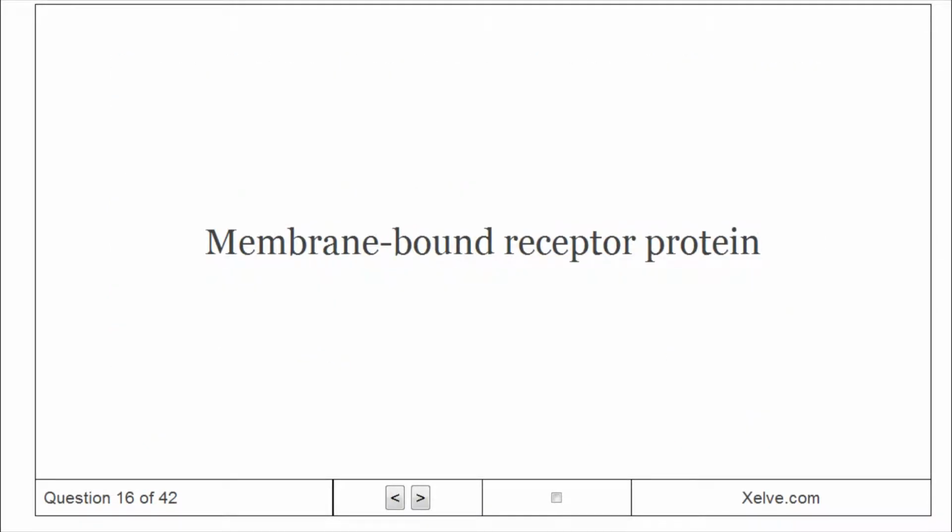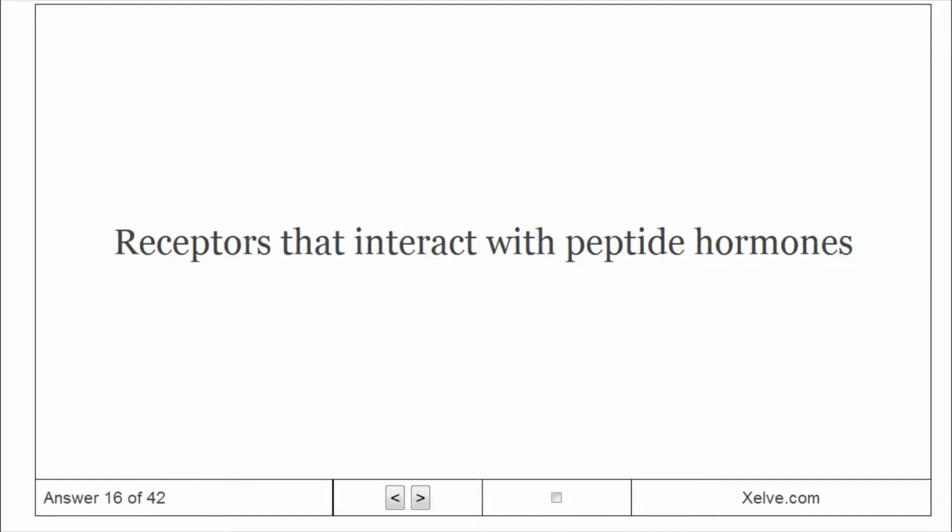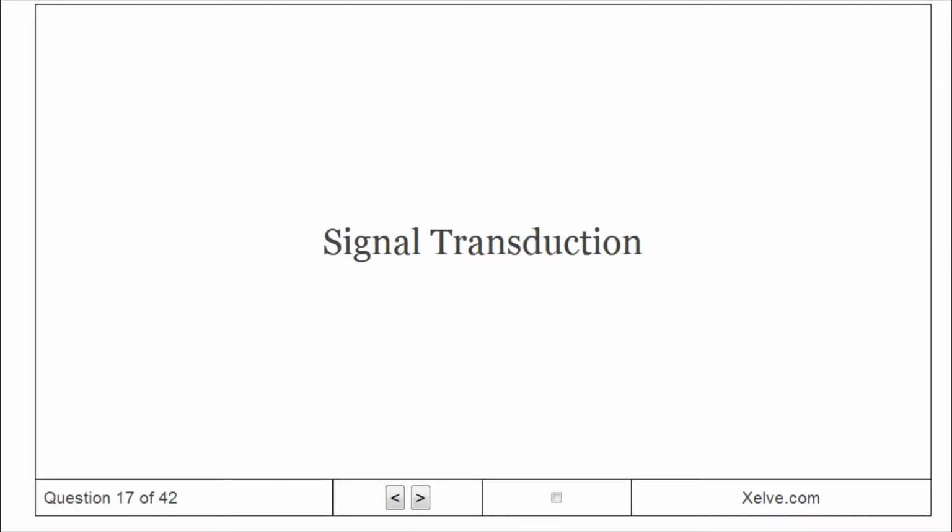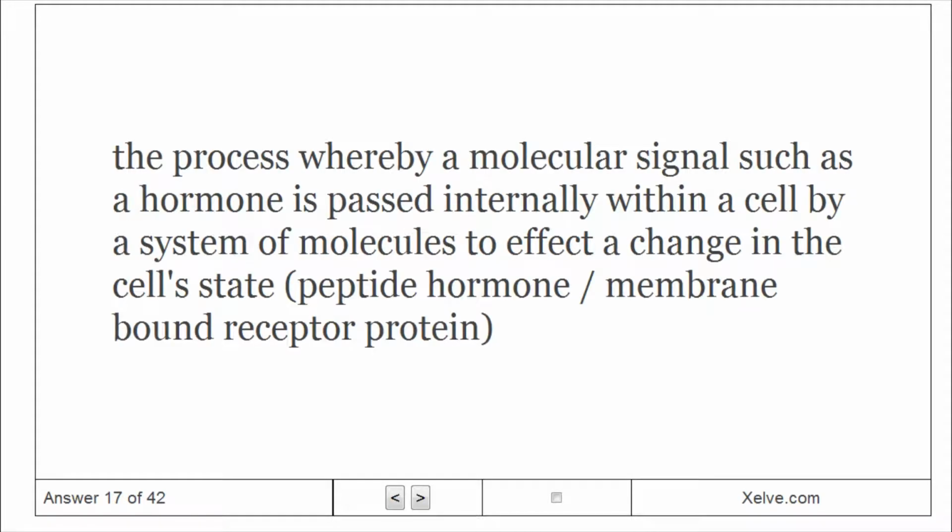Membrane-bound receptor protein. Receptors that interact with peptide hormones. Signal transduction. The process whereby a molecular signal such as a hormone is passed internally within a cell by a system of molecules to effect a change in the cell's state.